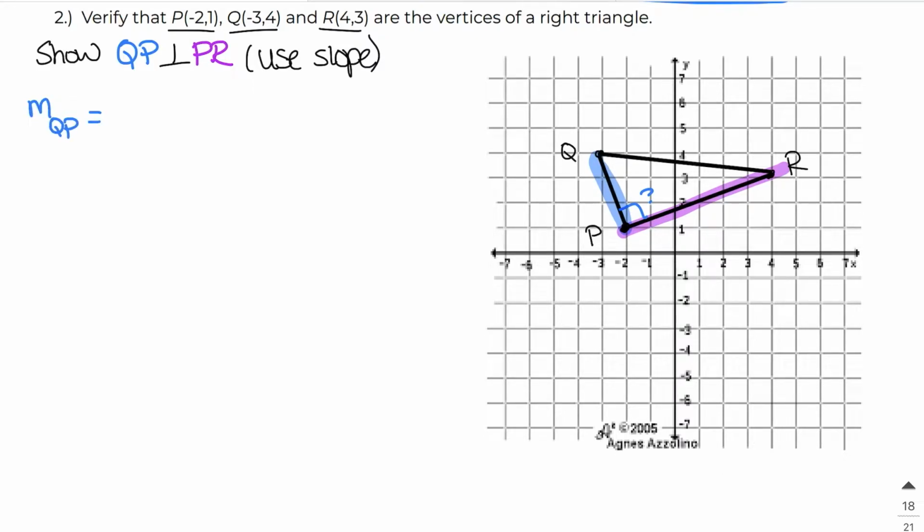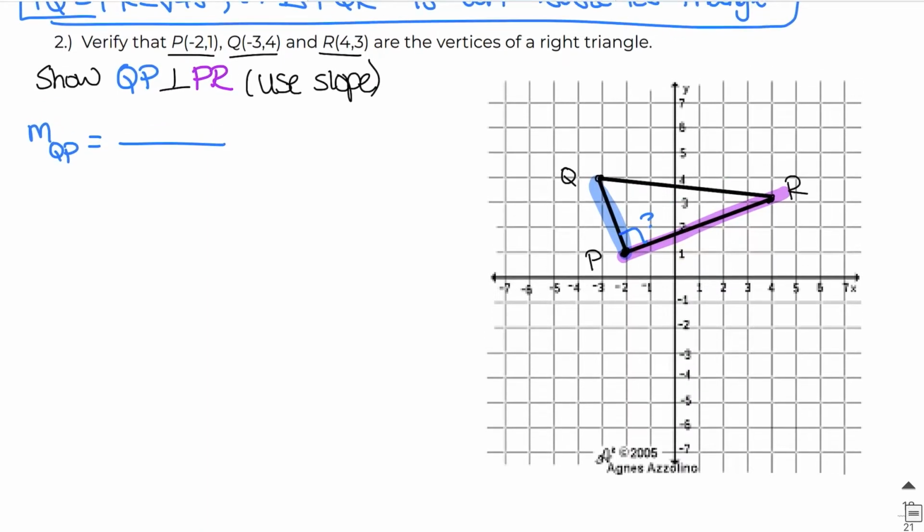So I'm going to write m of QP. Right here, I'm going to be using these two points. So I'm going to do y2, which is 4, minus y1, which is 1, over x2, which is negative 3, minus x1, which is negative 2. So I get negative 3 plus 2. So I end up getting 3 over negative 1, which is negative 3. Okay, so we know that the slope of QP is negative 3.